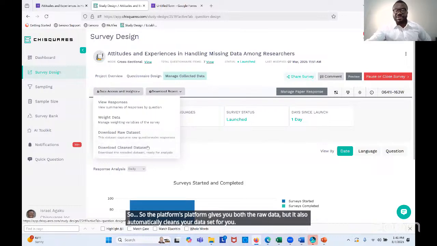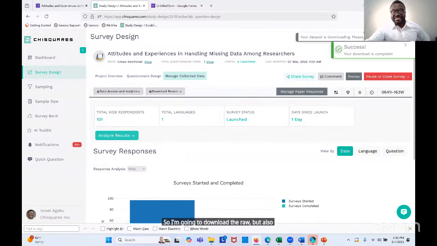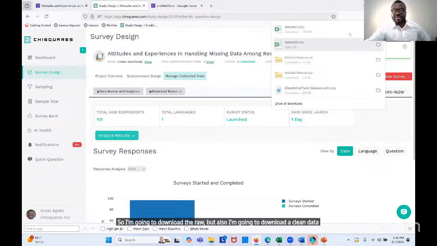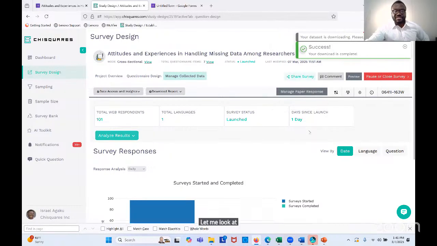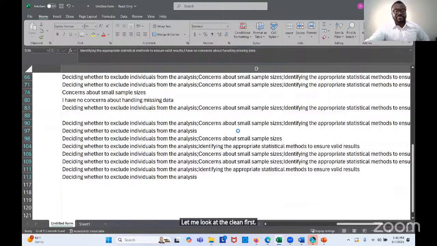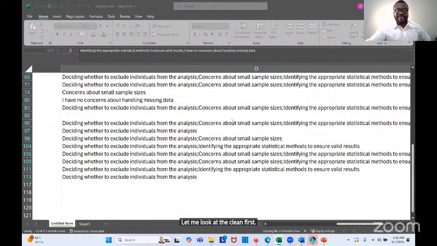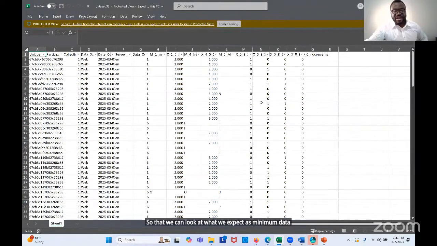So I'm going to download the raw, but also I'm going to download a clean data set. So let's look at both of them. Let me look at the clean first, so that we can look at what we expect as minimum data standards when you're collecting data.